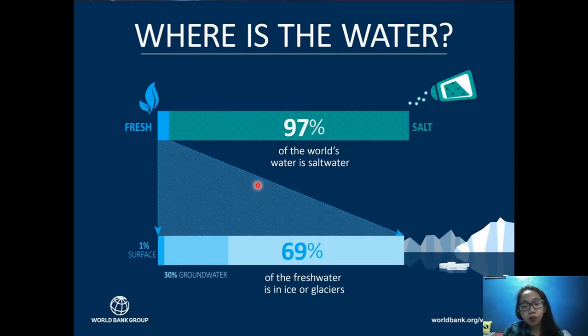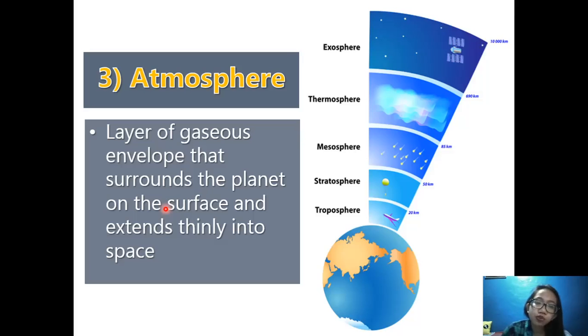Okay, now our ice or glaciers are starting to melt, and it's mixing with the world's salt water, so we can't really use that either. Now we are stuck with the 1% that we are dependent on. Okay, so that's it for the hydrosphere. Let's move to the atmosphere.